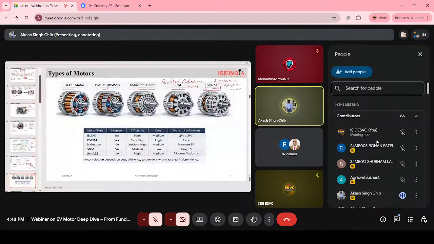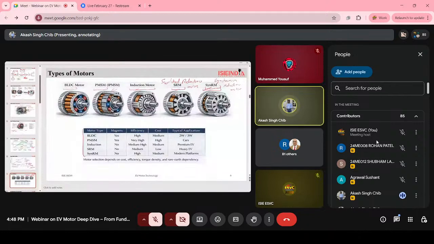You can take a screenshot of this and write it on paper as well. Do remember all these motors. I will discuss all these motors in depth in the next slides. Then I will ask you about the full forms. We have basically 5 types of motors here: BLDC motor, permanent magnet synchronous motor, induction motor, switched reluctance motor, and synchronous reluctance motor.